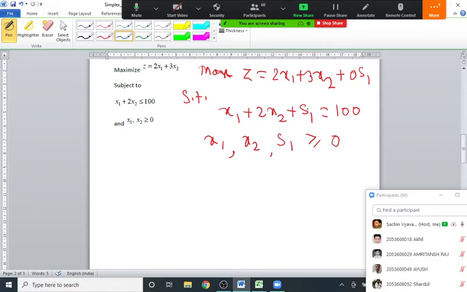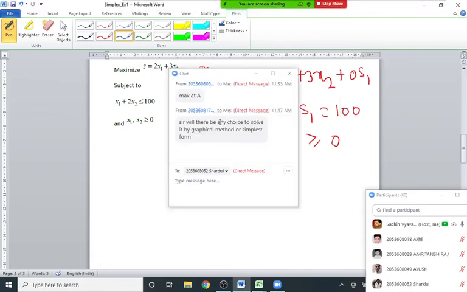x1, x2 are 0, so s1 is 100. S1 is 100. So what is the value of z? Z is also 100 there. And that is known as a feasible solution, one feasible solution.